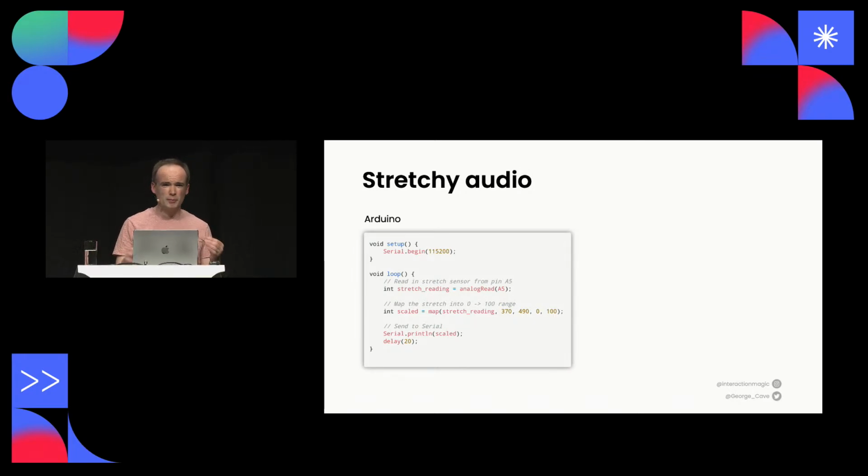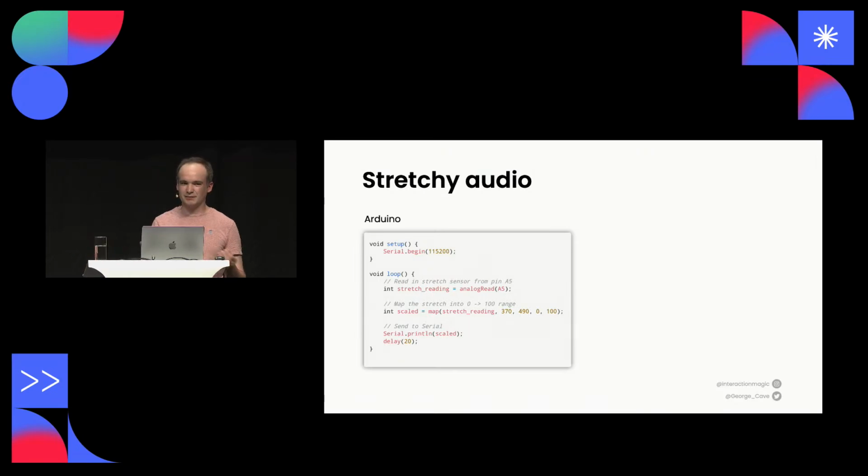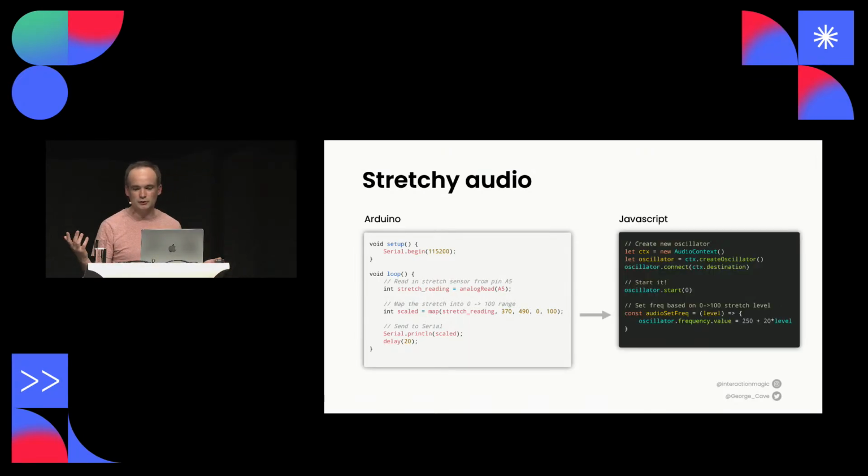Audio manipulation on the Arduino is actually a bit of a pain. On the browser, it's very simple. So I'm going to use it to create an oscillator, and then I'm going to control the frequency of this oscillator as I pull on this wire. And I can show that to you all now.